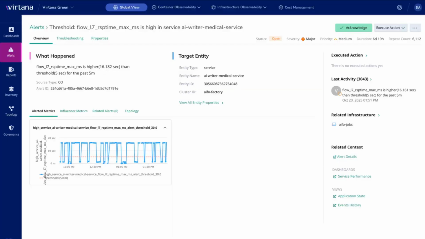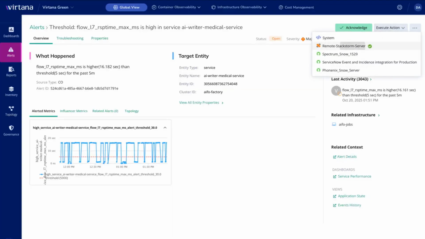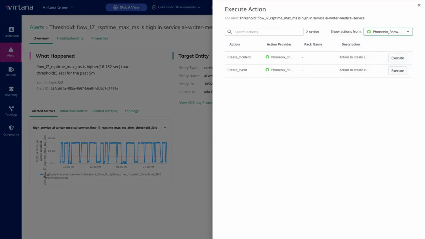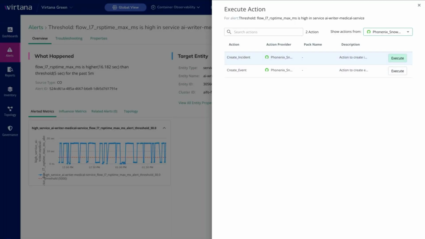We complete the troubleshooting lifecycle by returning to the original alert and triggering an automated remediation action using StackStorm, ServiceNow, or another integrated platform. Our troubleshooting workflow confirmed that noisy neighbor resource contention was the root cause of the AI writer service's intermittent high latency.